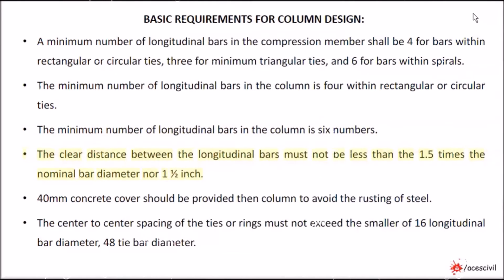The clear distance between the longitudinal bars must not be less than 1.5 times the nominal bar diameter, nor 1/2 inch. A 40 mm concrete cover should be provided to the column to avoid the rusting of steel. The center-to-center spacing of the ties or rings must not exceed the smaller of 16 longitudinal bar diameters or 48 tie bar diameters.